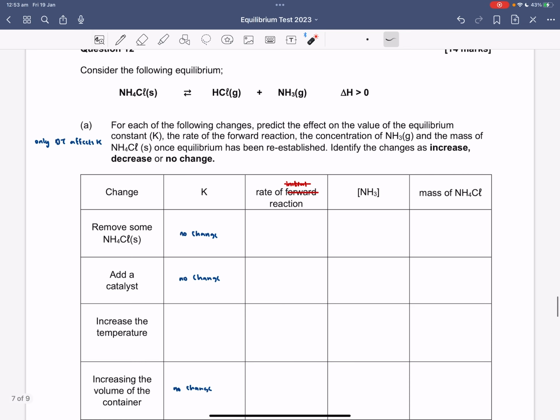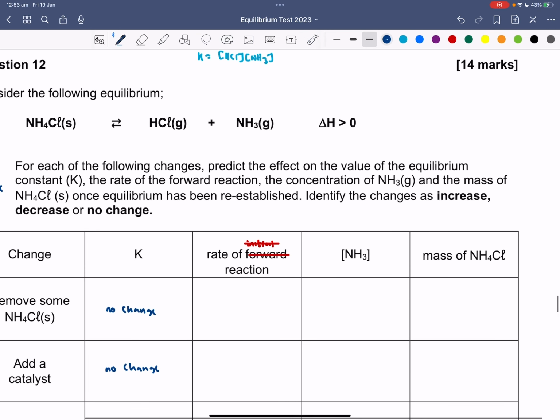All right. So if you remove some of this, and remember it's in equilibrium, I want you guys to consider exactly what's happening. There's basically a closed beaker. Inside this closed beaker there's some lump of NH4Cl solid, and there is some HCl gas floating in the air, and there's some NH3 floating in the air.